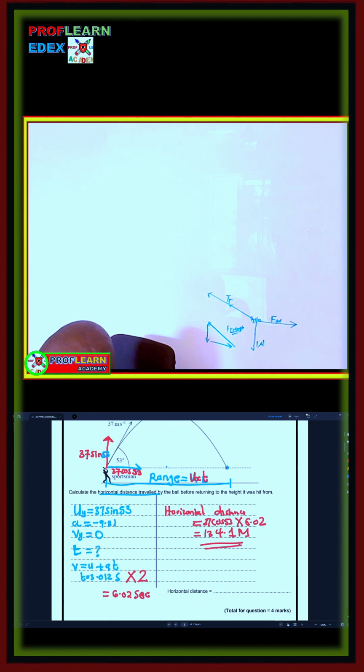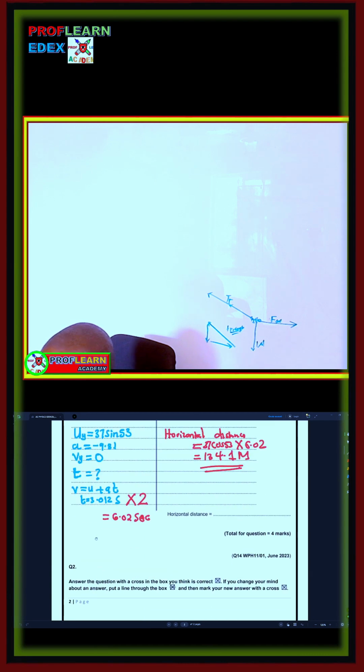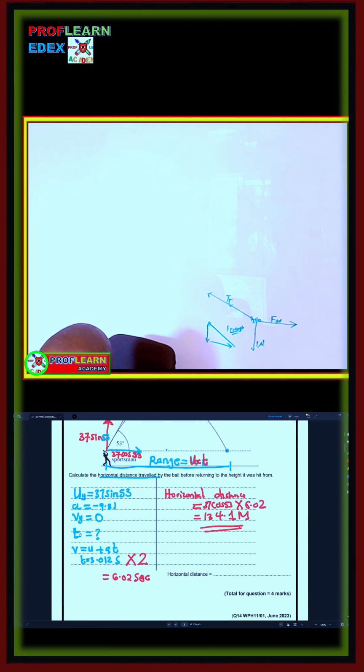Then the final velocity in the vertical direction will be zero. At this point it will be zero because the object will become momentarily at rest at the highest point. And then we need to work out time. Time will be equal to what? So v = u + at, and if you work it out, you are going to get 3.0125.